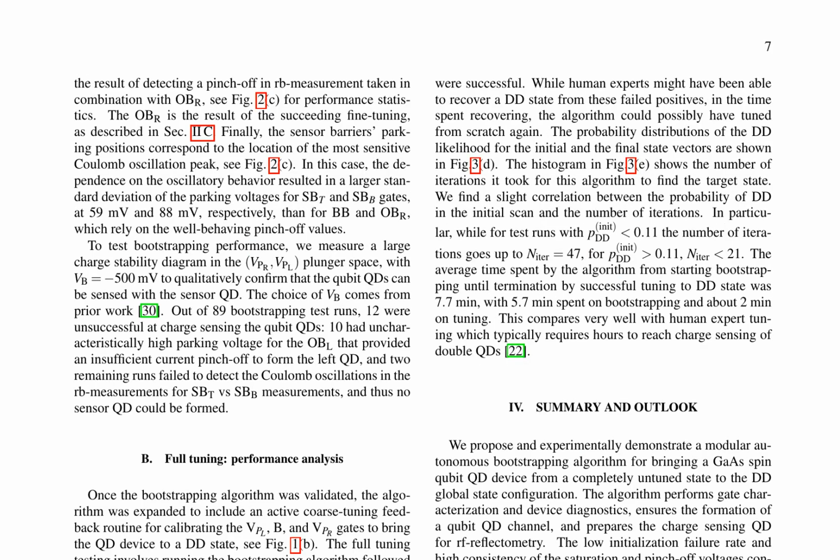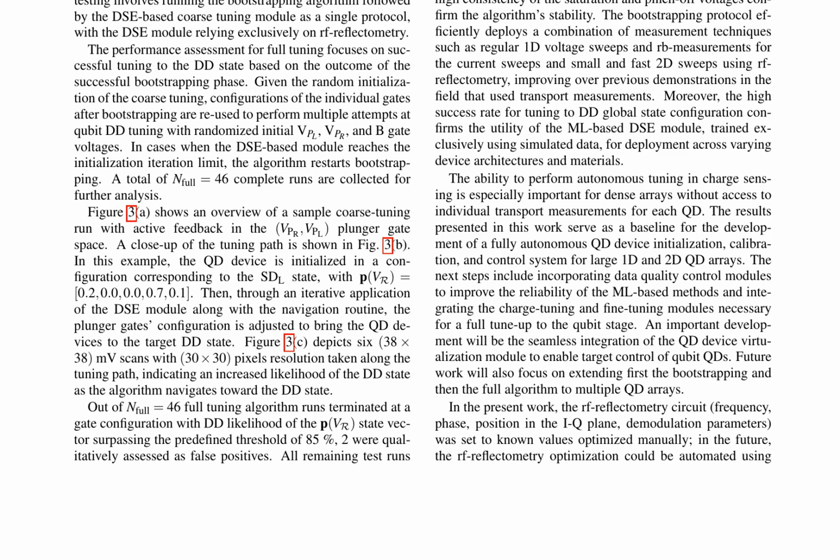This paper presents the development of a novel, autonomous bootstrapping algorithm designed to initialize Gauss spin qubit quantum dot (QD) devices from an untuned state to the double dot (DD) global state configuration. The algorithm integrates gate characterization, device diagnostics, and prepares the charge-sensing QD for RF reflectometry, leveraging a combination of measurement techniques such as regular voltage sweeps and RF reflectometry. Notably, the algorithm's high success rate in tuning to the DD state configuration is attributed to the machine learning (ML)-based dynamic sensing and estimation (DSE) module.